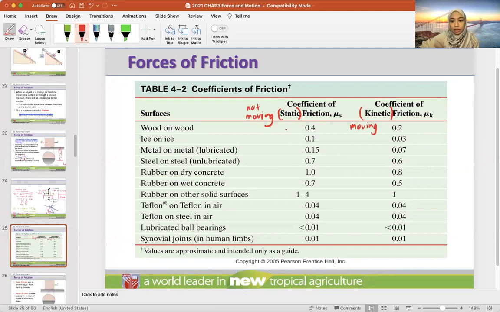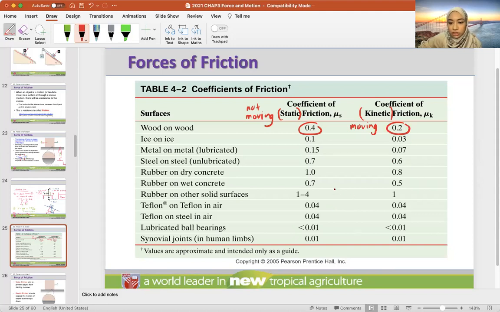Okay, so as you can see here, the coefficient for static friction is greater than the coefficient for kinetic friction. From there, you can conclude that, oh, it takes more effort to actually move when you are at rest versus when you are already moving. So friction lagi tinggi bila kita tengah stop compared to bila kita tengah berjalan.